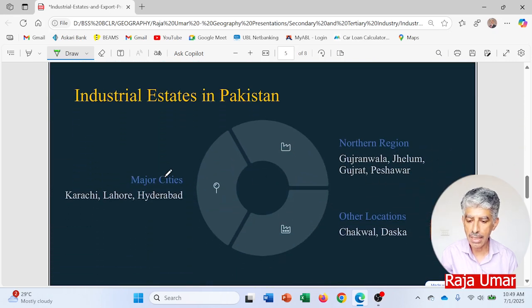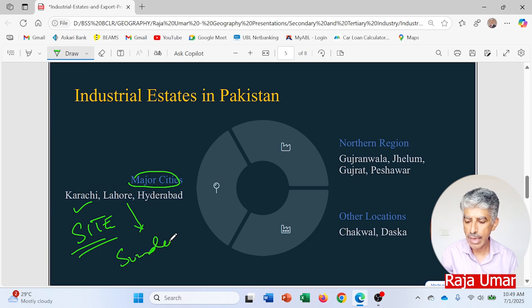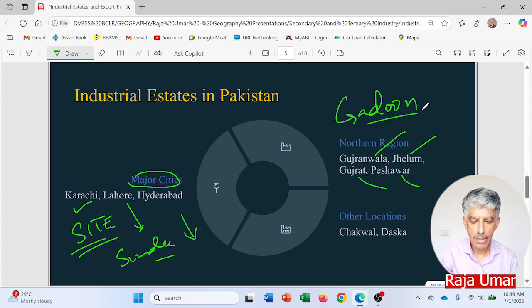So, industrial estates in Pakistan: we have the major cities where the industrial estates are established: Karachi, Site Karachi, Sindh Industries and Trading Enterprise, Site Lahore, Sundar Industrial Estate, Hyderabad Industrial Estate, then Gujranwala, Jhelum, Gujarat, Peshawar, and Gadoon, Swabi, and then Hattar, Haripur, Khyber Pakhtunkhwa, and other locations, Chakwal and Daska, Sialkot.